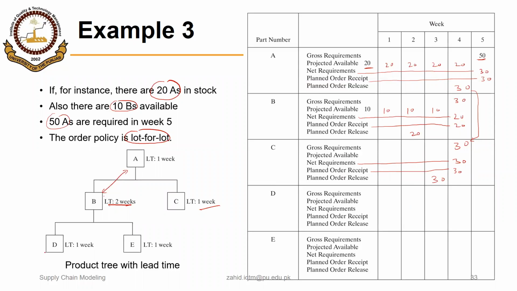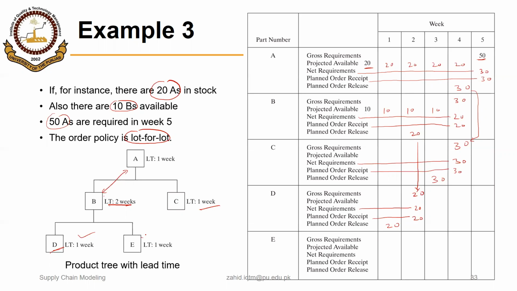Now D is the component of B. So this 20 will be the gross requirements, no scheduled receipts. So the same 20 will be the net requirements. Planned order receipt of 20. Lead time for D is 1 week. So planned order release of 20 in week 1.